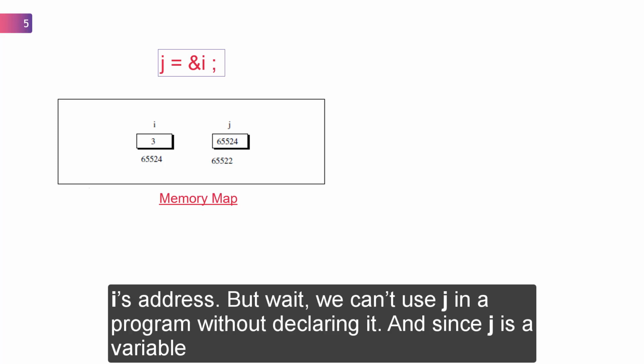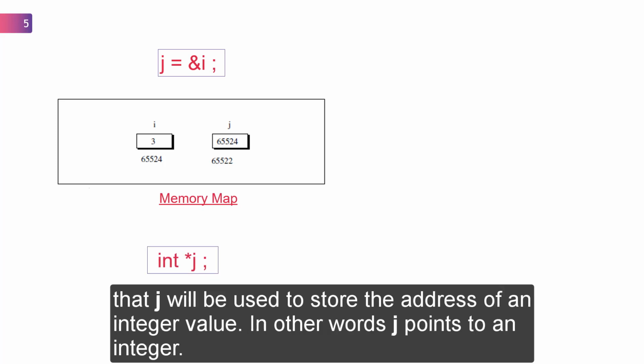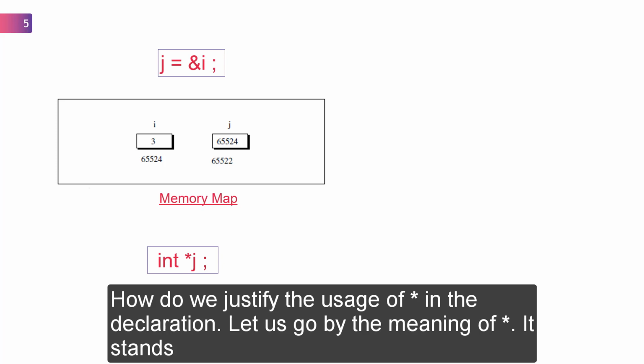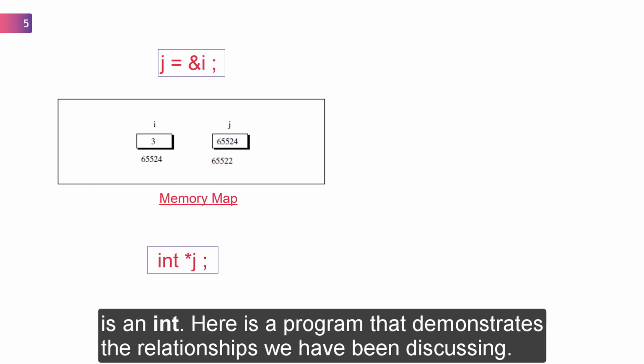But wait. We can't use j in a program without declaring it, and since j is a variable that contains the address of i, it is declared as int *j. This declaration tells the compiler that j will be used to store the address of an integer value. In other words, j points to an integer. How do we justify the usage of asterisk in this declaration? Let us go by the meaning of asterisk. It stands for the value at address. Thus, int *j would mean the value at the address contained in j is an int, or an integer.